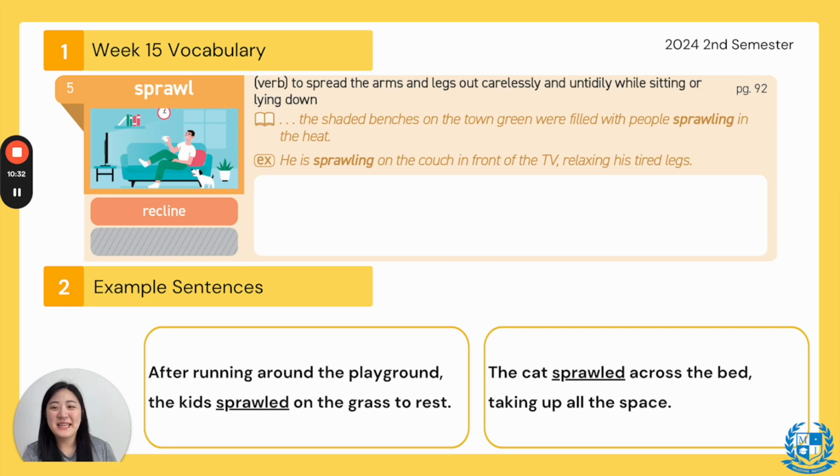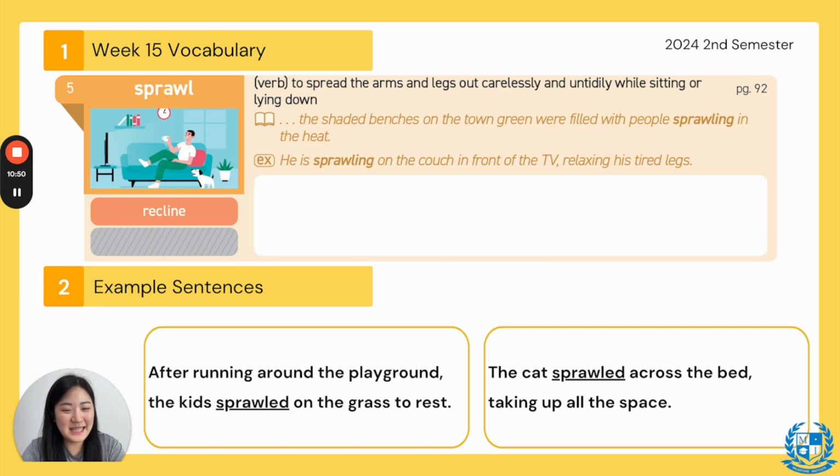Over here, it says, after running around the playground, the kids sprawled on the grass to rest. Yes, I see lots of students when I'm at like the playground and stuff, they run around, and then they just fall on the ground and they sprawl out with their arms and legs spread out.